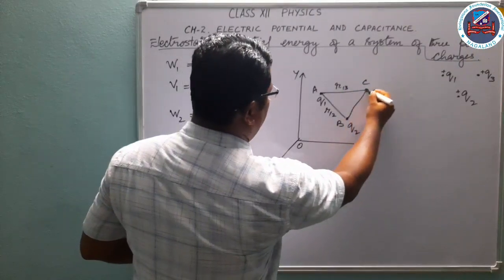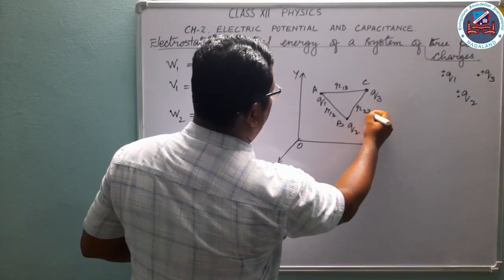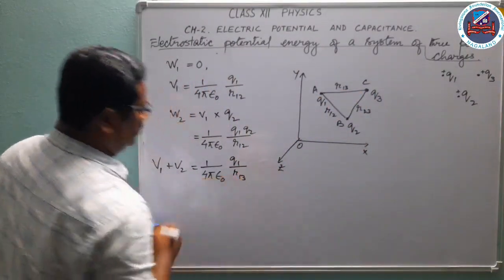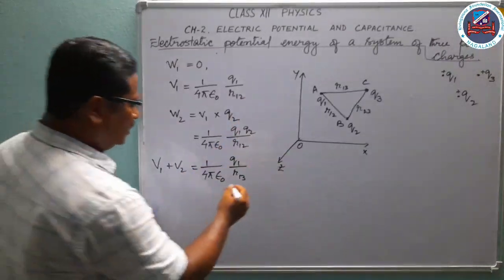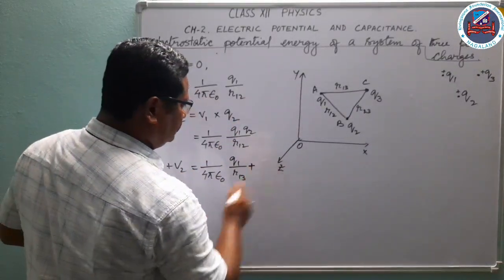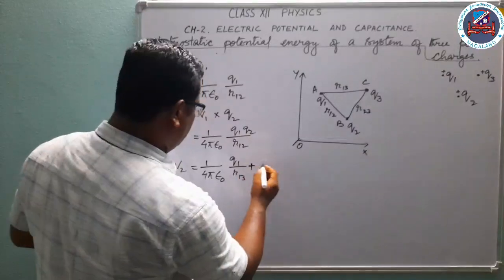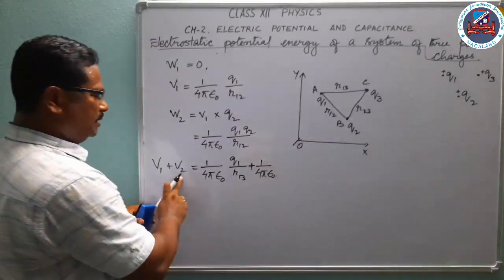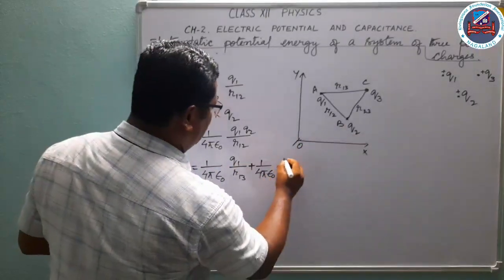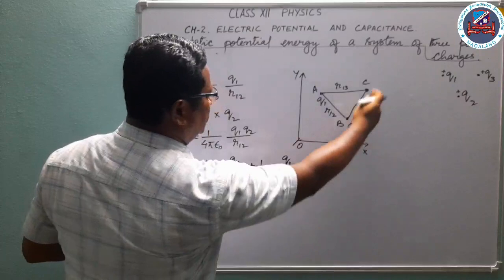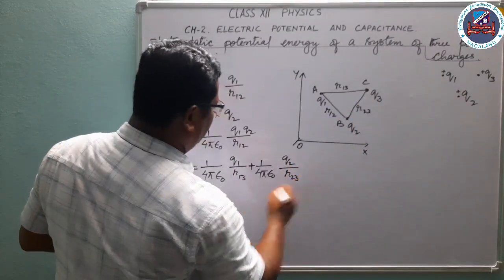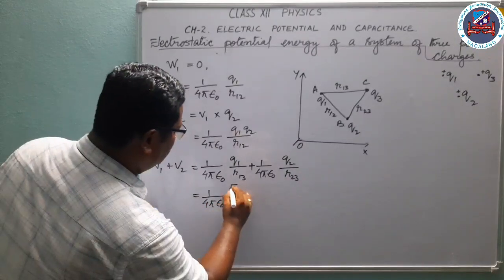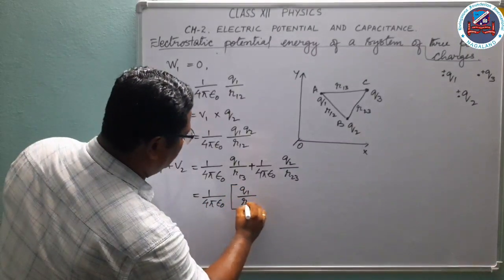And here let us take the distance as R23. Then we can write the distance is R13 for the third charge, plus 1 by 4 pi epsilon naught. This is due to the second charge, potential developed by the second charge, that is Q2 divided by distance R23. So if you take 1 by 4 pi epsilon naught common, you will get here like this, Q1 by R13 plus Q2 by R23.